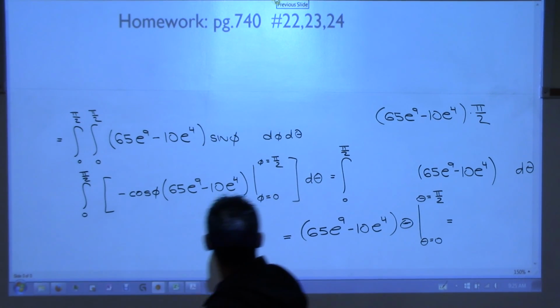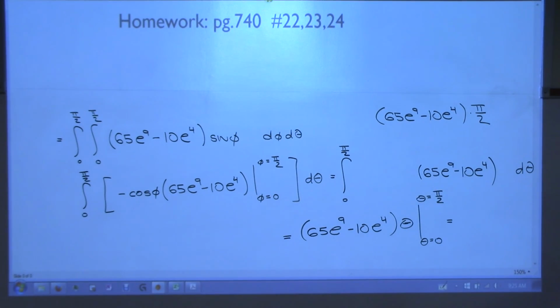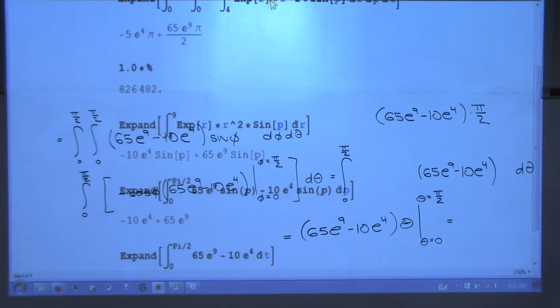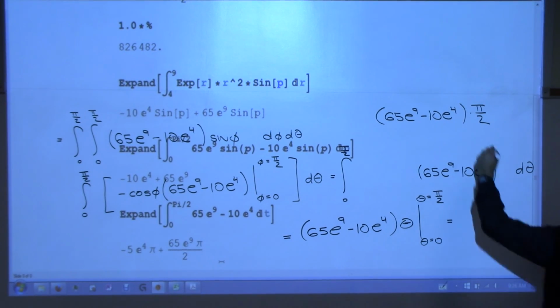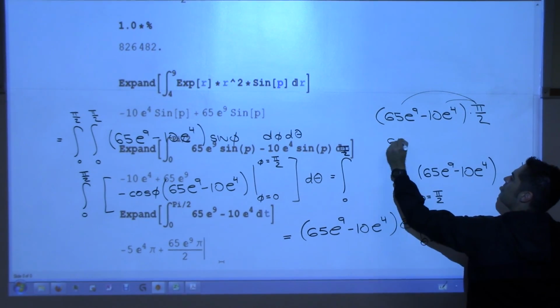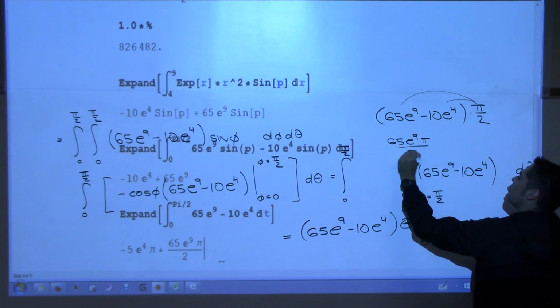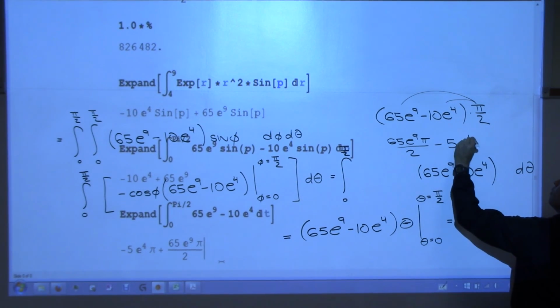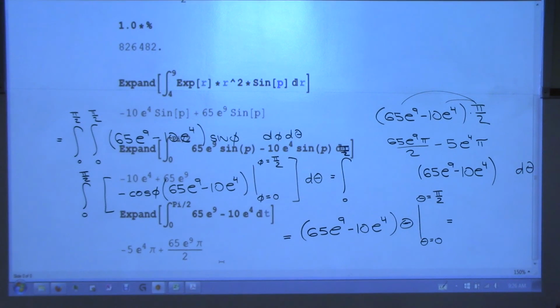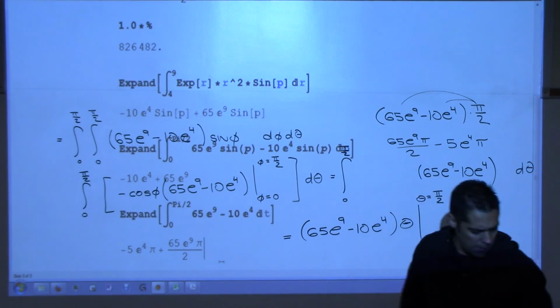Now, I'm going to double check that because I think I did do that with the computer. Yeah, they went in and simplified it a little bit, but this is the answer right here. So if I take this and distribute it to each one of these, I'll get 65 e to the 9th pi over 2 minus, when I distribute here, the 10 and the 2 reduce out, you get 5 e to the 4th times pi. So that answer matches this one, so we feel good about it.